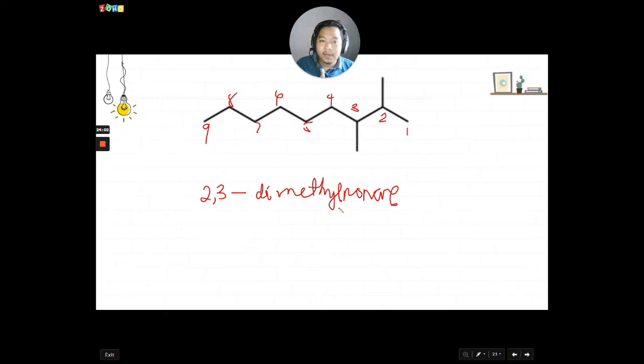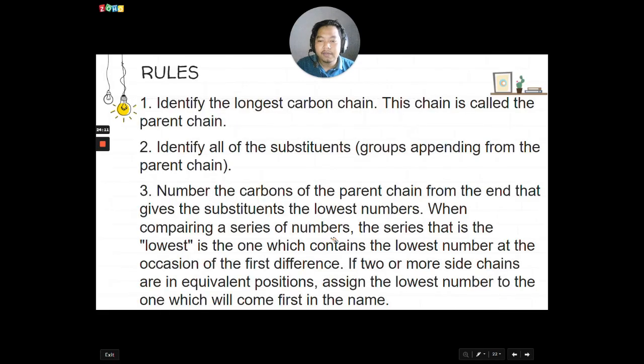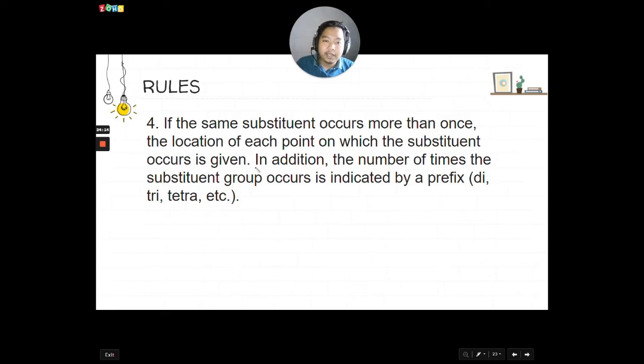Okay? Nakuha? Hopefully, nakaka-follow. So, again, it's okay to commit mistake. It's how we learn. We learn from our mistakes, from our failures. So, that's the fourth rule. So, we're down to the fourth and finally later the last rule. If the same substituent occurs more than once, the location of each point on which the substituent occurs is given. In addition, the number of times the substituent group occurs is indicated by a prefix di, tri, tetra. Kung 4, tetra. Kung 5, penta. And then hexa, hepta kung madami. But don't worry, we'll not give more than 4 sigurong the same attachment.